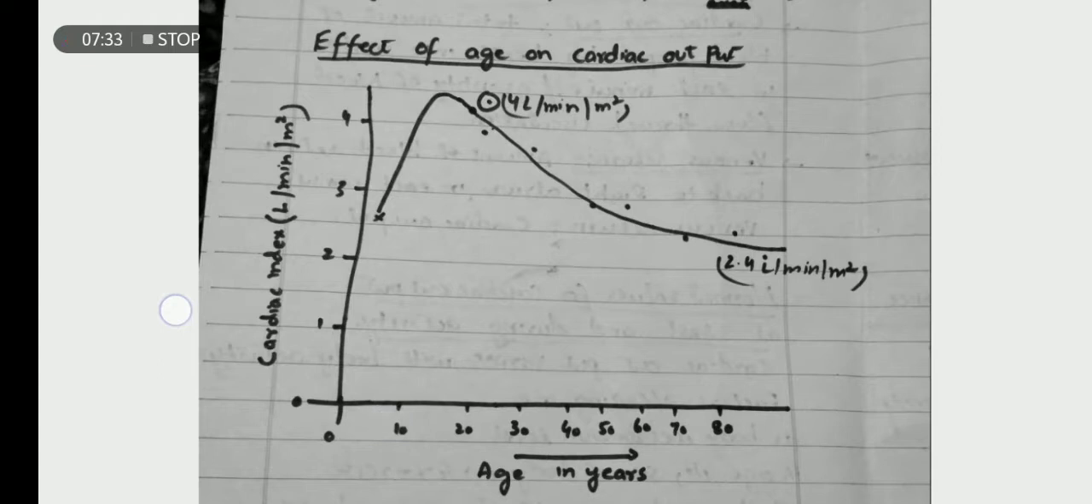On the x-axis, we take age, and on the y-axis we take the cardiac index. Cardiac index actually depends on the age, and you can say that the y-axis carries the variable that we are examining.